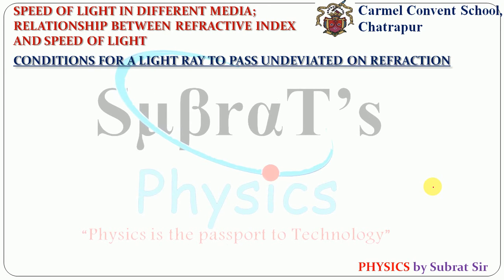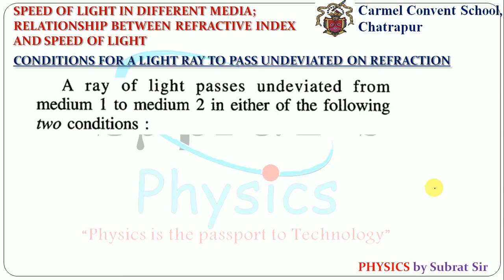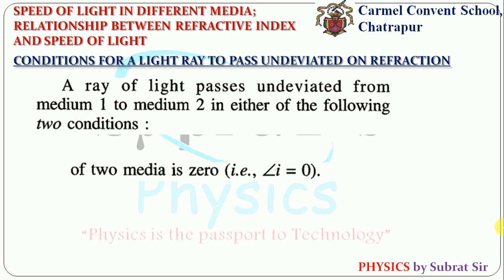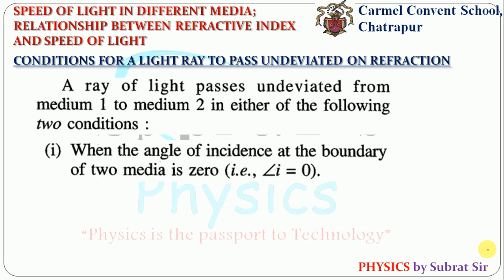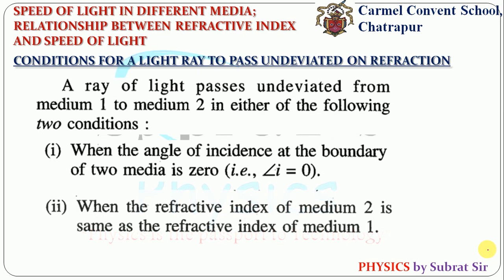Then we have the conditions for a light ray to pass undeviated on refraction. There are two conditions for that, from medium 1 to medium 2. The first one is when the angle of incidence at the boundary of the two media is 0. When the angle of incidence is 0, the light ray will pass undeviated on refraction, that means it will not change its direction. And the second condition is when the refractive indices of the two media are the same.